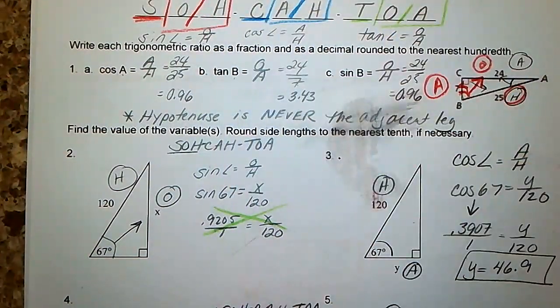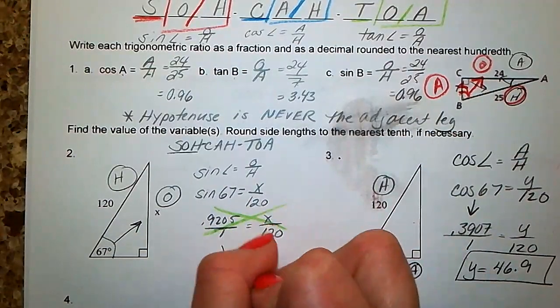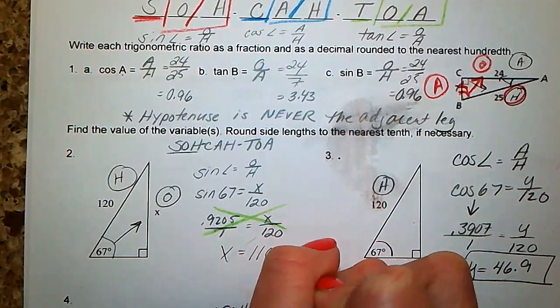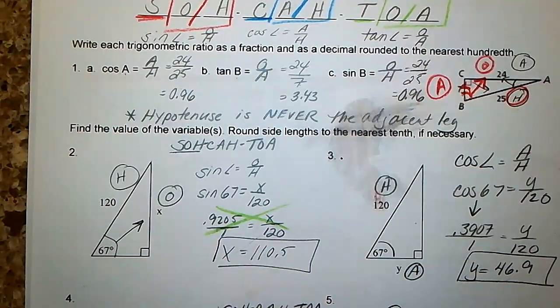Okay, so let's keep going. So we're going to cross multiply, and we end up, like we said, with x equaling 110.5. Again, these are side lengths, so we are rounding off to the nearest tenth. Okay, so let's continue on to the next one.